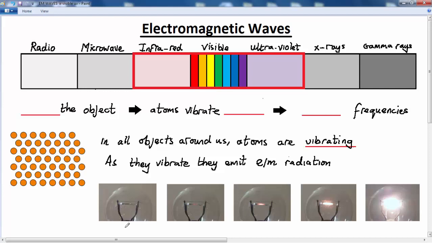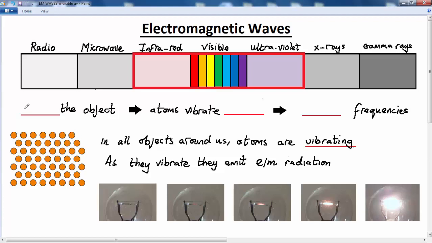What I'm doing here is I'm slowly increasing the current that's passing through the filament. Now the filament might look like this under a very high powered microscope. You can see it's made of atoms, and the electric current is passing through these atoms, and as it's doing so it's causing the atoms to vibrate. The hotter the filament gets, the more the particles vibrate and the faster they vibrate.